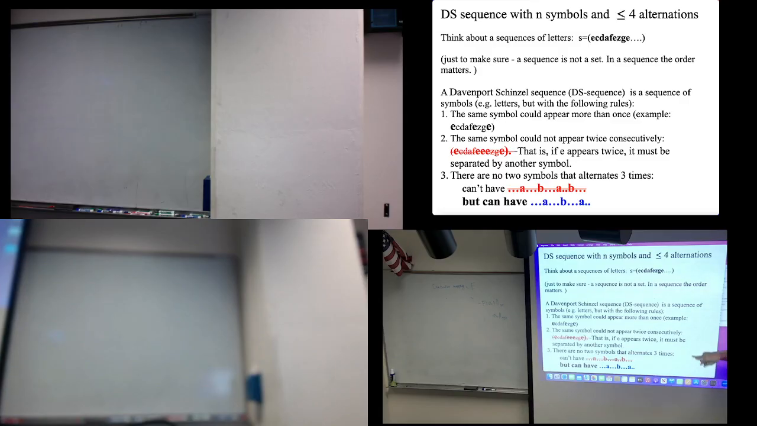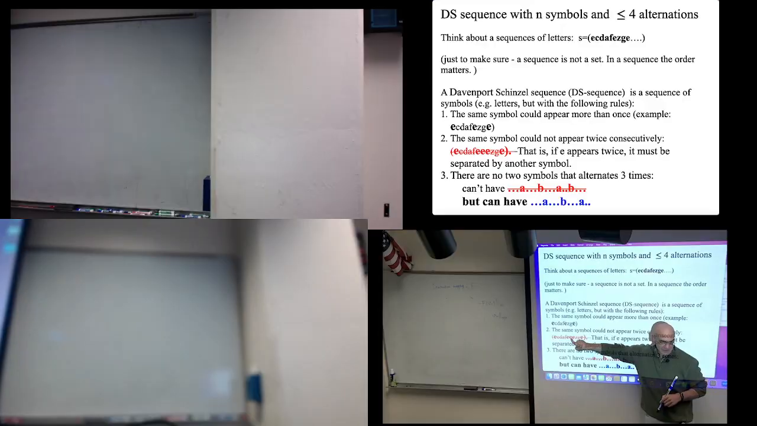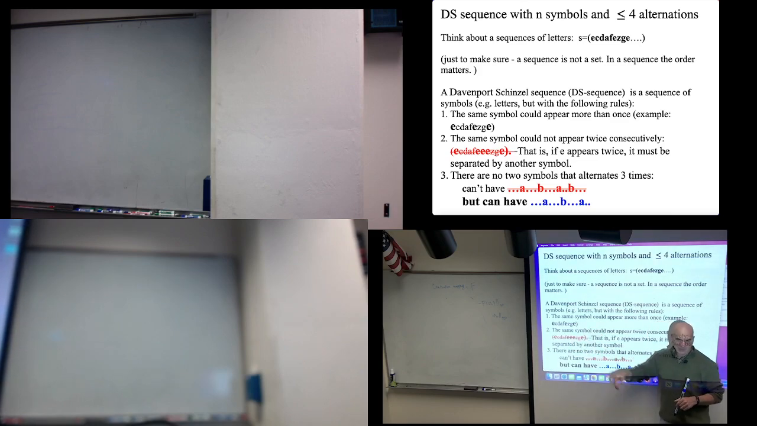The first rule is that I cannot have the same symbol twice in a row. It's fine to use the same symbol multiple times, that is completely legit. However, you cannot use the same symbol twice, once after the other. You cannot have E and immediately after that E again. There should be some other letter in between. Otherwise, it's not a DS sequence.